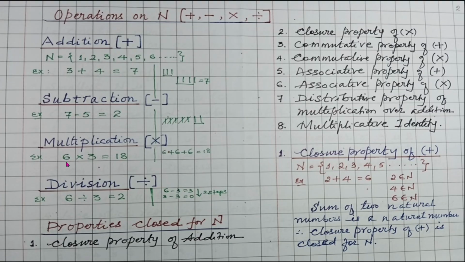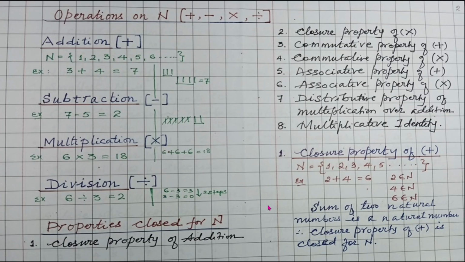Multiplication. When you take 6 and multiply by 3, we get 18. 18 is also a natural number. Therefore, multiplication is possible for a set of natural numbers. Division. 6 divided by 3. 6 is a natural number, divided by 3, that is 2. 2 is again a natural number. That is how we carry out the operations on natural numbers. That means addition, subtraction, multiplication, and division are possible for a set of natural numbers, except that subtraction and division are not always possible.